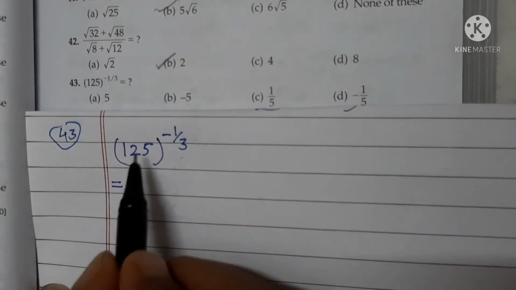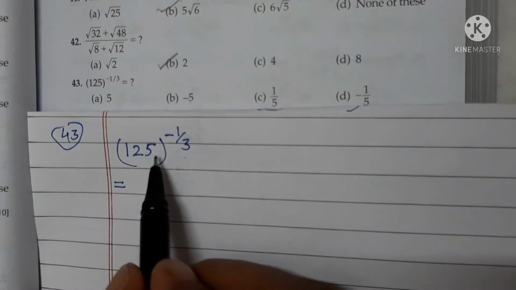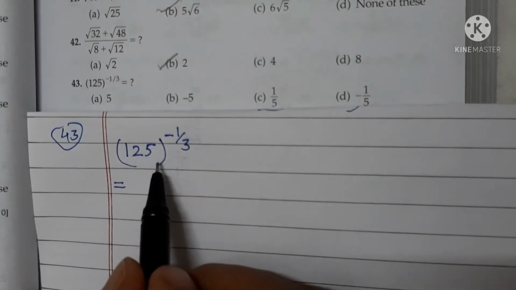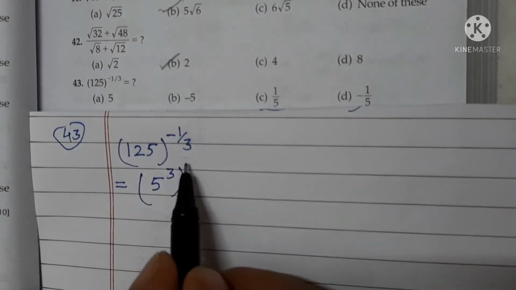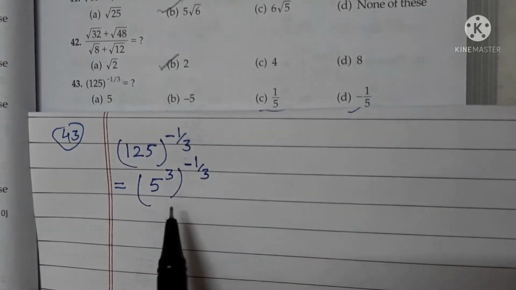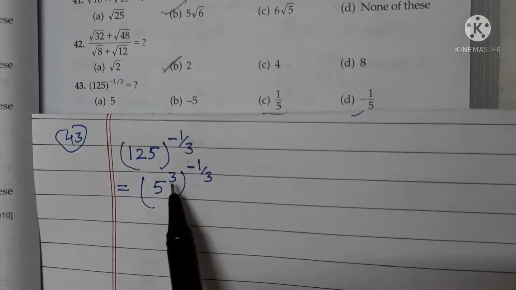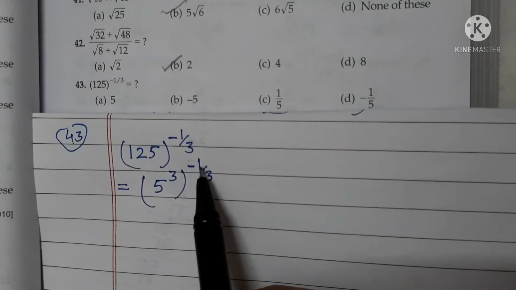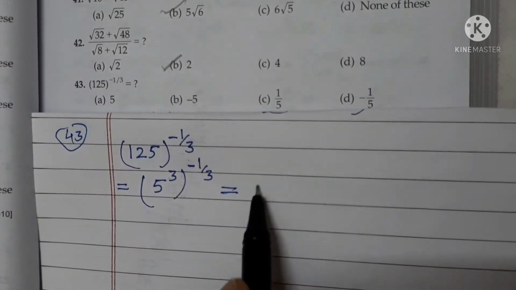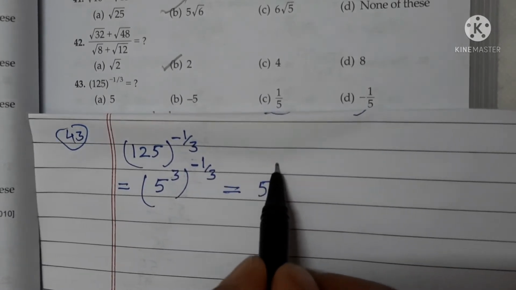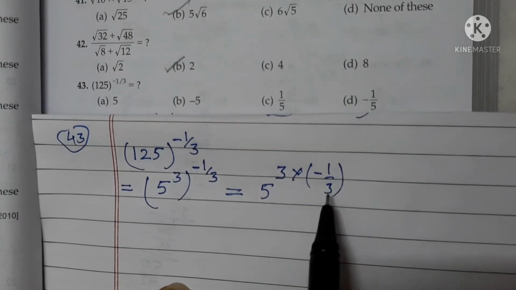Now you can write 125 as a product of prime factors of 5. 5 5s are 25, 5 25s are 125. So you can write it 5 cube to the power of minus 1 upon 3. This is in the form of a to the power of m to the power of n, so this power will be multiplied. So you can write it 5 cube into minus 1 upon 3.